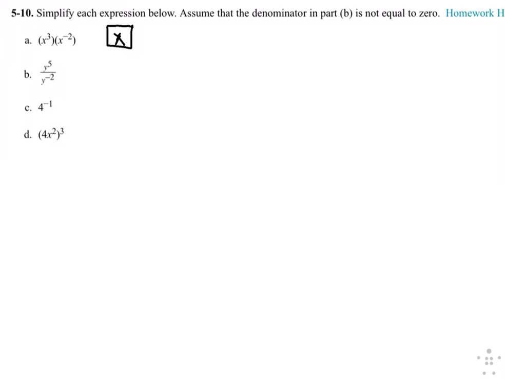When we divide, we subtract. So this is really y to the 5 minus negative 2. 5 minus negative 2 is 5 plus 2, so that's y to the 7th, right? Really very little work for these.